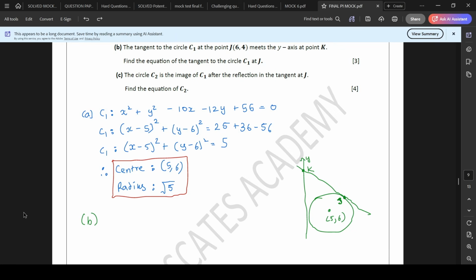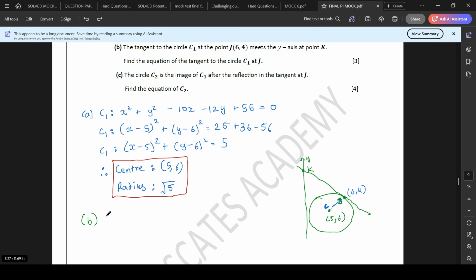Simple. All right. So what I can do is, I know that the point J is given to me as (6, 4). So I can find the gradient of the center to J. Let's call the center as point C. So I can find the gradient of CJ, and after finding the gradient of CJ, I can find the negative reciprocal of that to find the gradient of the tangent. And then once I'm having the gradient of the tangent and this point (6, 4), I can find the equation of this tangent very easily. This is the kind of idea in my mind. I don't know why they have given the point K, because I don't think we're using it anywhere. But anyways, if this is the question, let's deal with this.